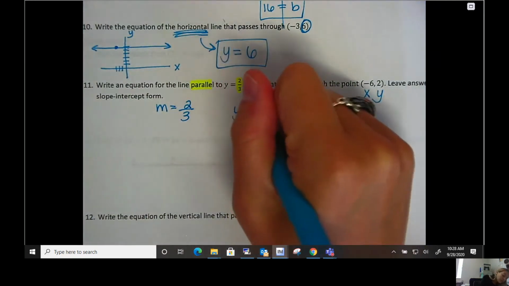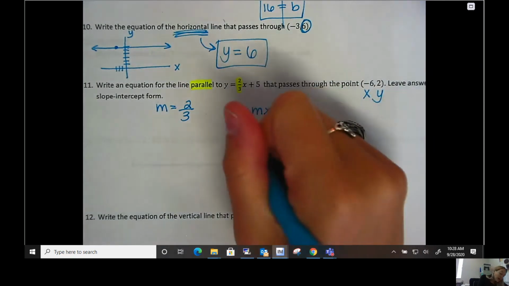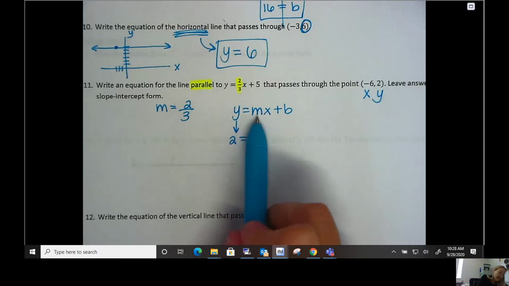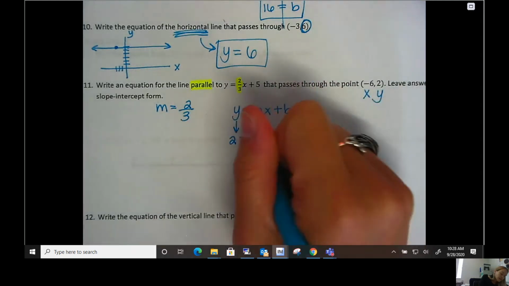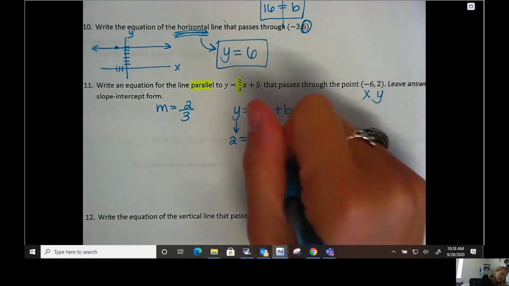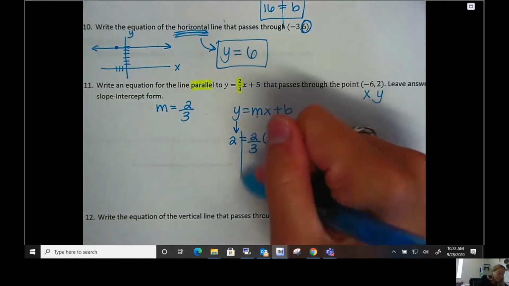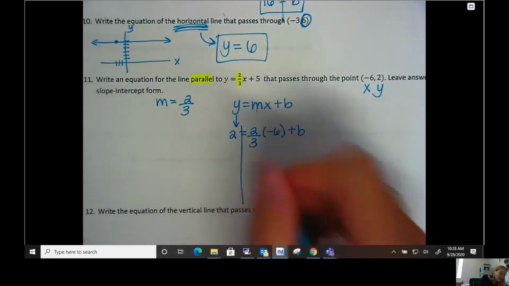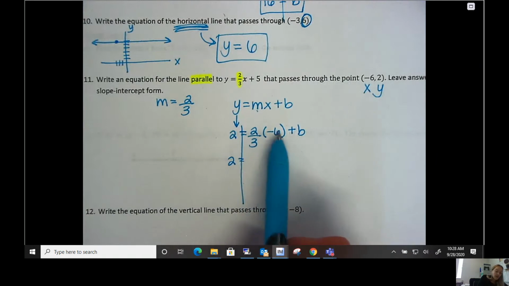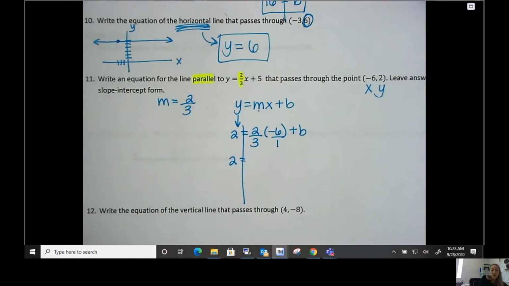Just like the last problem, I plug in all of my values. So for y, I'm plugging in 2. For m, I'm plugging in 2/3. For x, I'm plugging in -6. And then I put plus b to solve. First thing I'm going to do is multiply straight across. So in a fraction, you just multiply the numbers on top. If you want to make this one into a fraction, I can put it over a 1. And then you just multiply straight across.